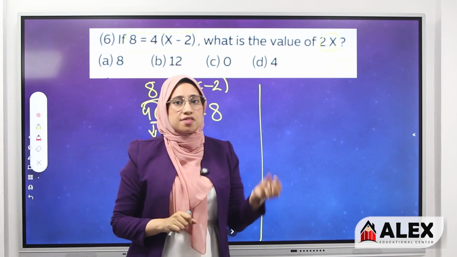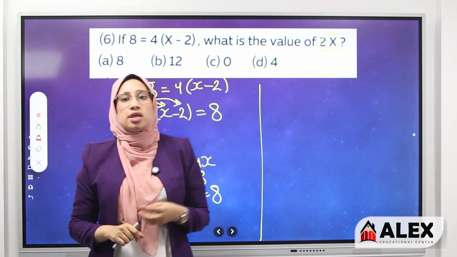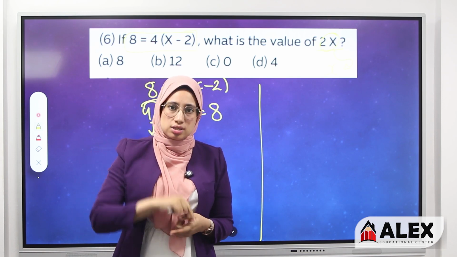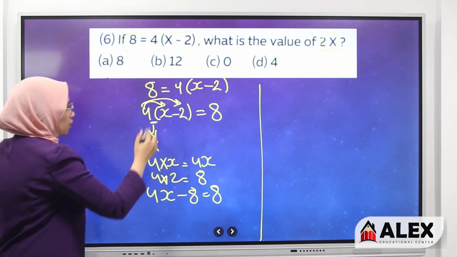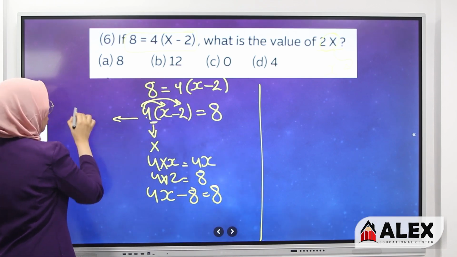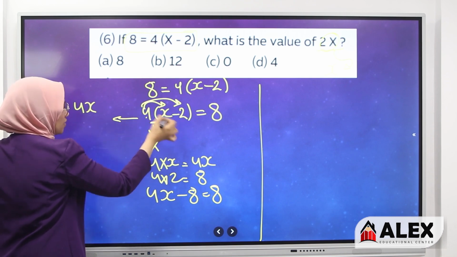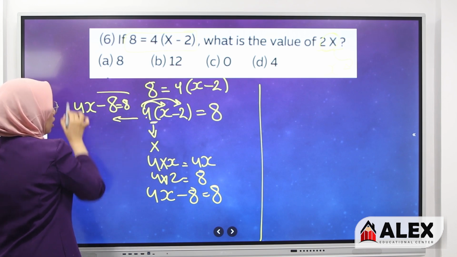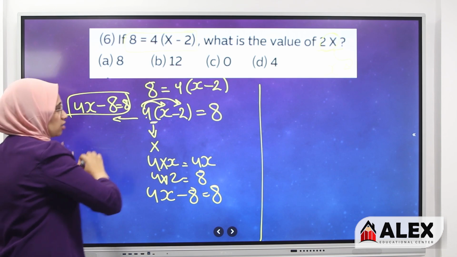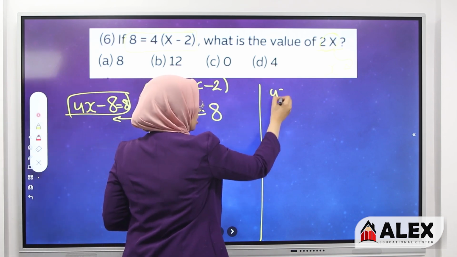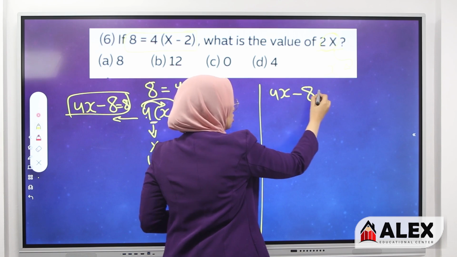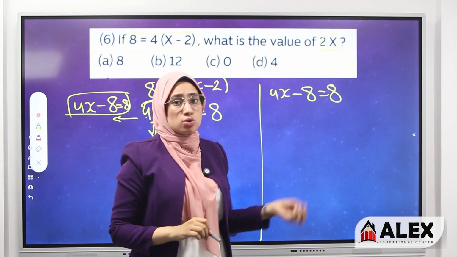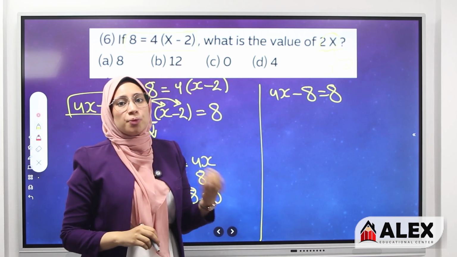Again, to solve this equation, okay, first we make distributive of multiplication. 4 times x and 4 then times what? 2. So here 4 times x equal what? 4x. 4 times negative 2, negative 8 equal what? 8. Then we take this equation here, 4x negative 8 equal 8. To solve this equation, we use what? We use the inverse of operation.